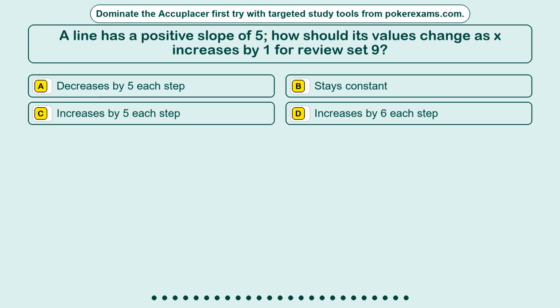Question 11. A line has a positive slope of 5. How should its values change as x increases by 1 for review set 9? Option A, decreases by 5 each step. Option B, stays constant. Option C, increases by 5 each step. Option D, increases by 6 each step.